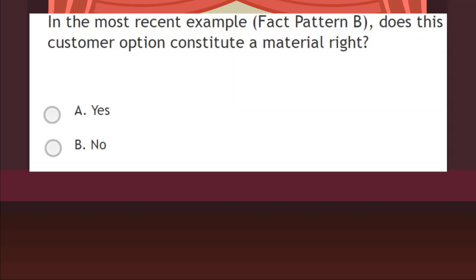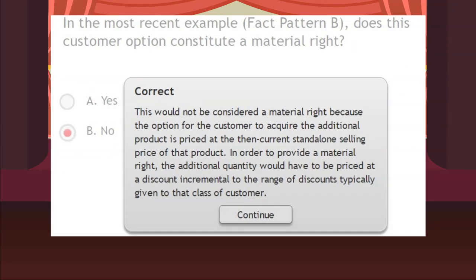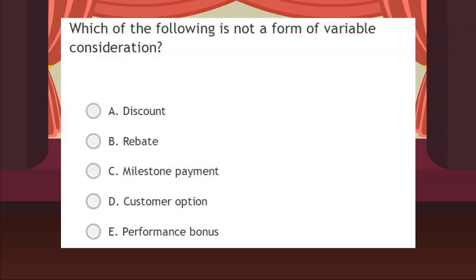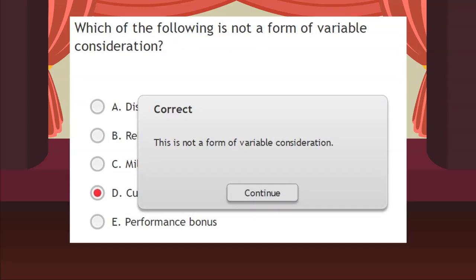A follow-up question to this fact pattern is, does this customer option constitute a material right? The answer is B, no, because the additional units would be bought at the standalone price. A final question before we move on. Which of the following is not a form of variable consideration? A discount, a rebate, a milestone payment, a customer option, or a performance bonus? The correct answer is D, customer option. These are not forms of variable consideration.